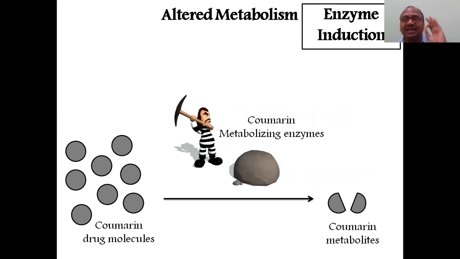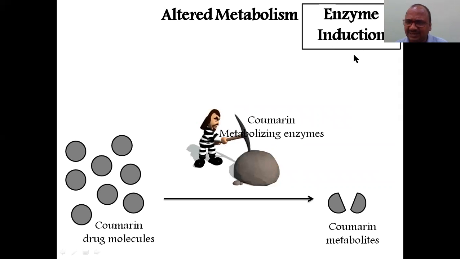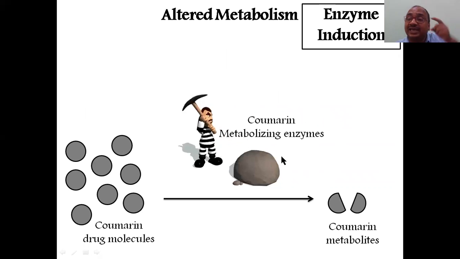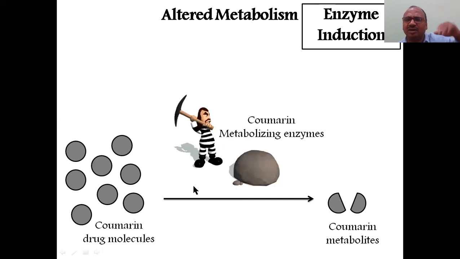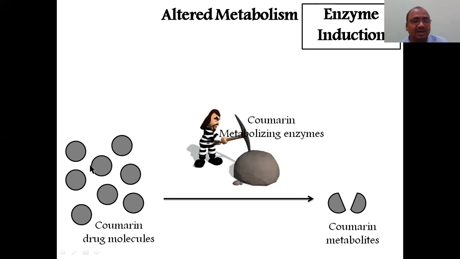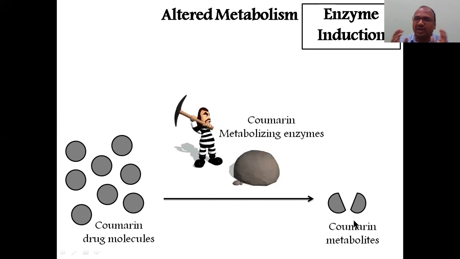Enzyme induction. See here, induction means increasing. What enzymes? Metabolic enzymes are increased. Now I will show you one example. See here, these are the coumarin drug molecules, many are there. This is the coumarin metabolic enzyme. This enzyme takes each coumarin particle and breaks it down into two pieces, and like that metabolites will come. This is a coumarin metabolite. This is a coumarin drug molecule. So this is the coumarin metabolic enzyme. See, enzymes are less and coumarin drug molecules are more, so that's why the speed is very slow now.